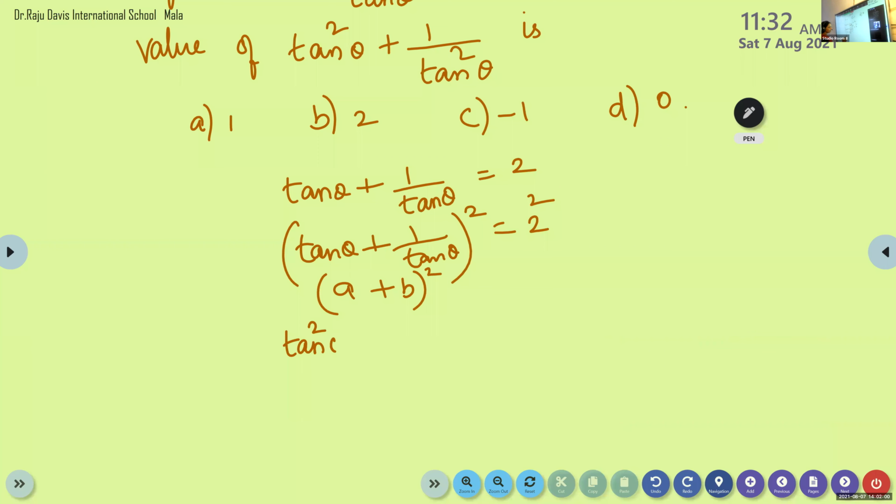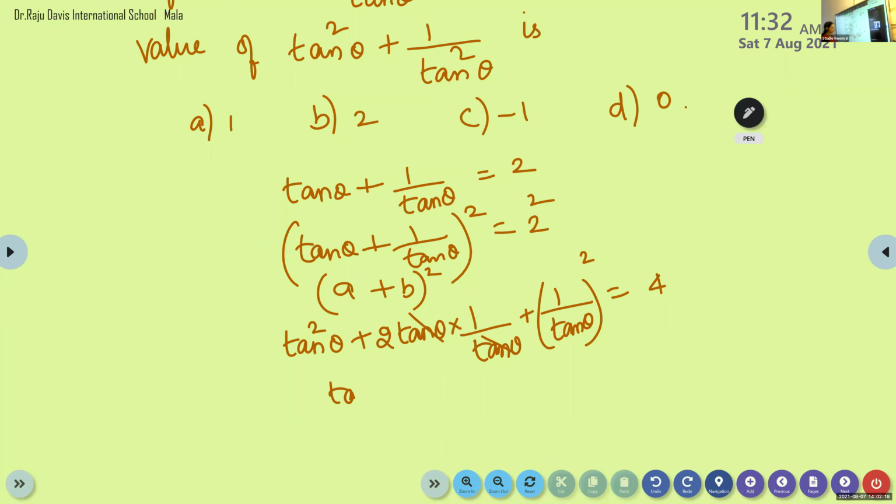It is a square plus 2ab plus b square. So tan square theta plus 2 tan theta into 1 by tan theta plus 1 by tan theta the whole square, which is equal to 4. Now tan theta will get cancelled. So it is tan square theta plus 2 plus 1 by tan square theta, isn't it? It is 1 square, which is 1. Tan theta the whole square we write as tan square theta, equal to 4.